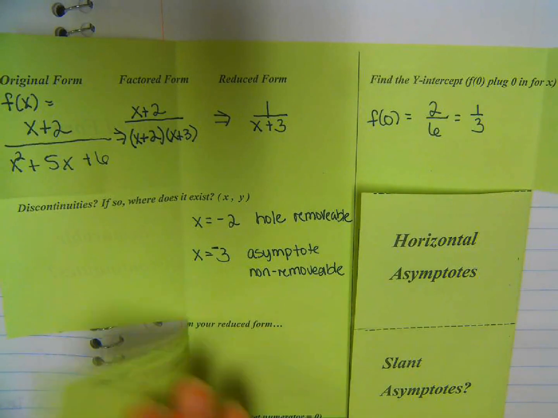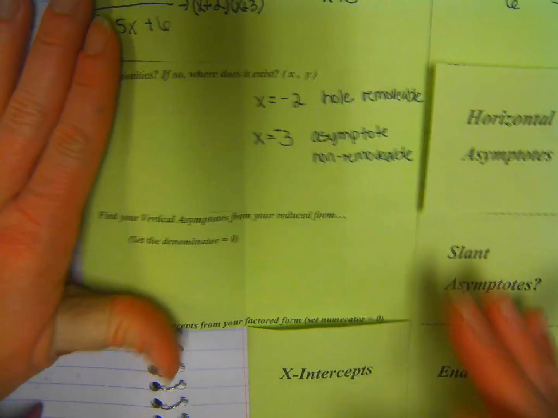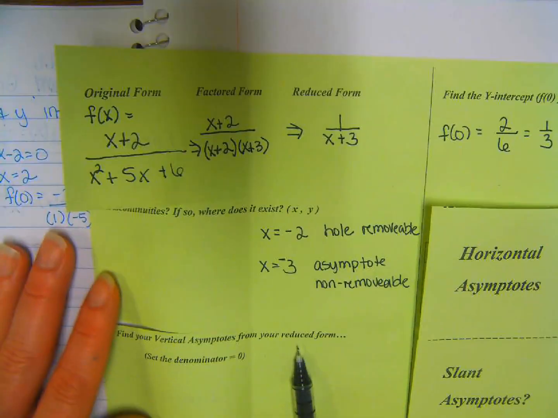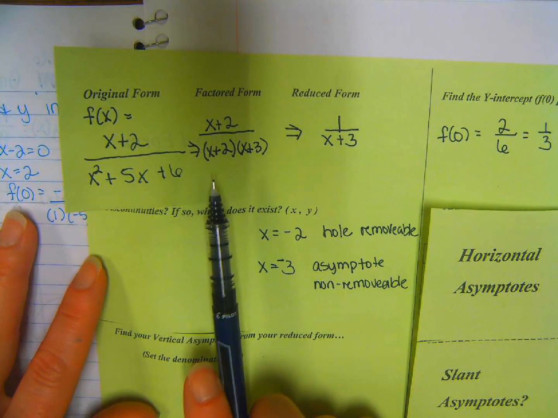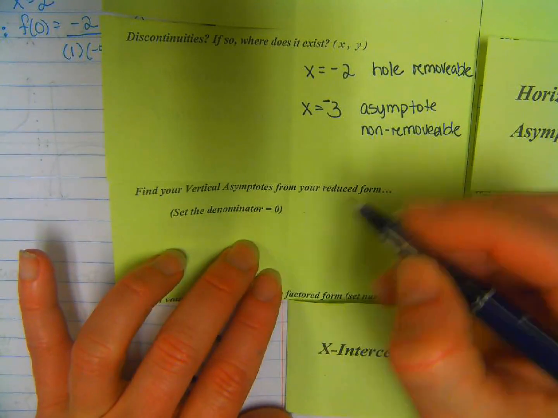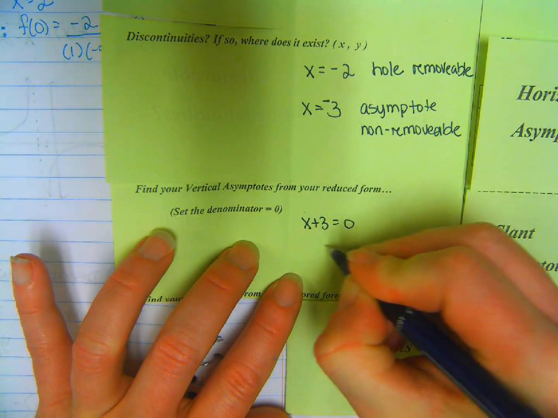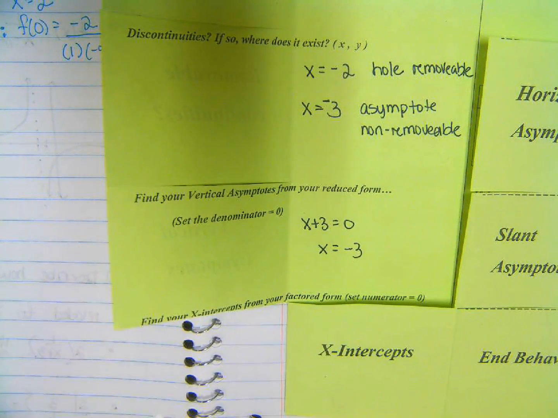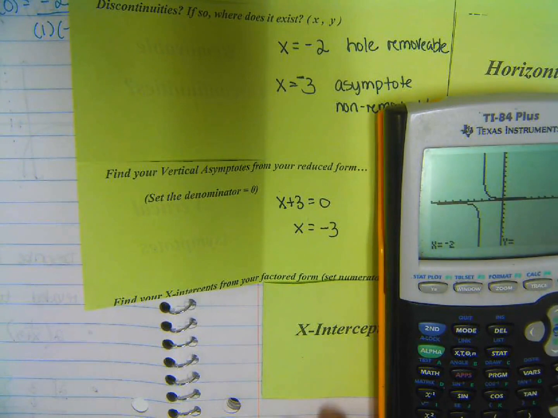Let's go down to vertical asymptotes then. So vertical asymptotes, we're going to go from the reduced form, meaning -2 isn't a vertical asymptote because it's a hole. So of my reduced form, we set the denominator equal to 0. So we set x plus 3 equal to 0. This has a vertical asymptote at x equals -3. And looking, that matches what I see on the graph. There's that vertical asymptote.